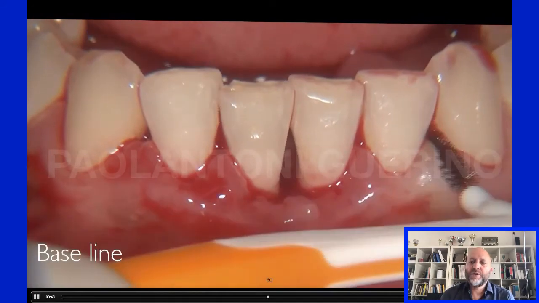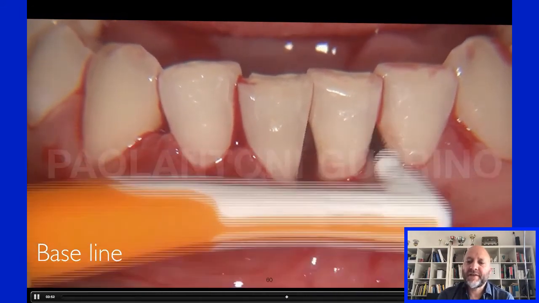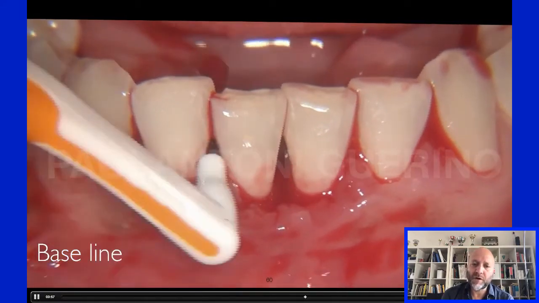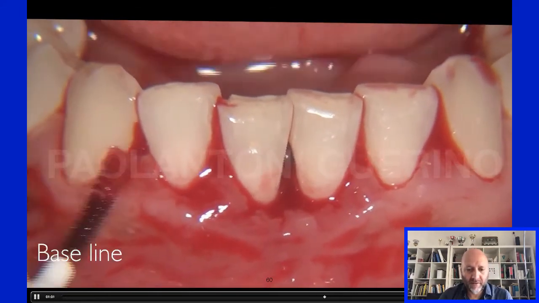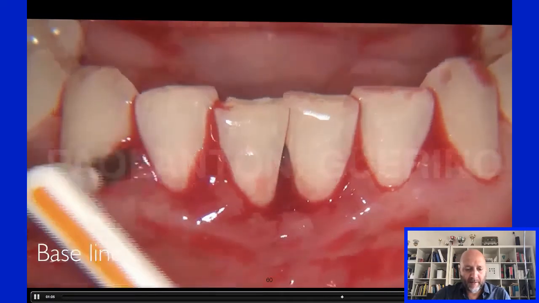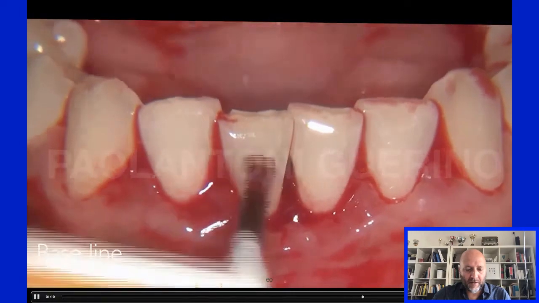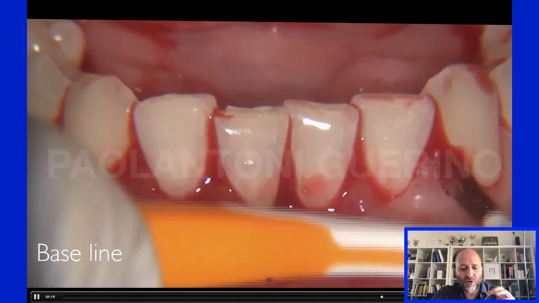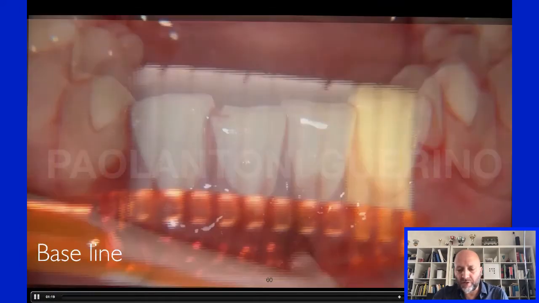Like that, we suggest the patient use an interdental toothbrush from buccal to lingual and from lingual to buccal. It's very important to show the patient how to use home prophylaxis tools like the interdental and manual toothbrush.